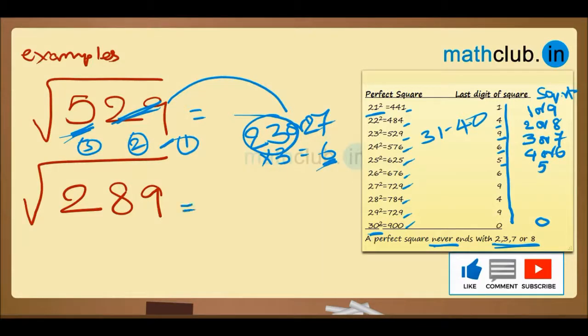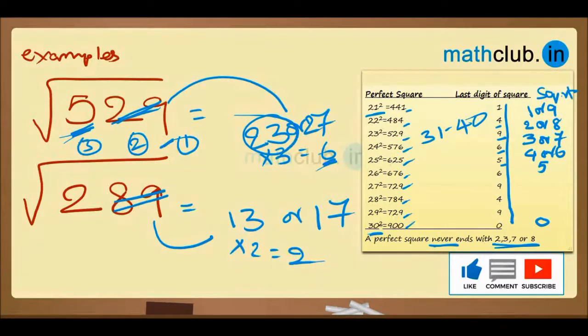Here I have got 289, so again the answer should end with 3 or 7. Cancel the last 2 digits, that's the second step. 2 is left, the highest square just less than 2 is 1, so 13 or 17 is the answer. Now I need to multiply 1 with 2, so I got 2. Because the remaining part is equal to or more than this value, we just need to take the higher value, that is 17 is the answer.